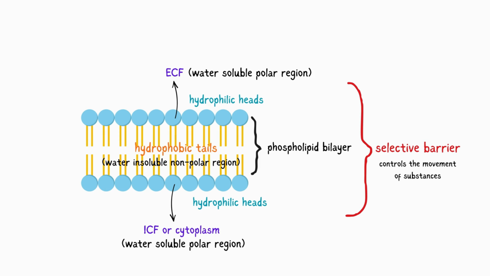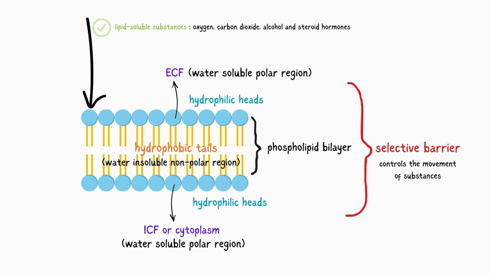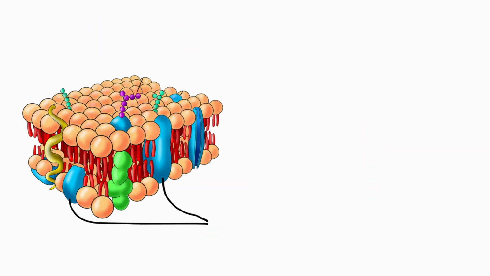The phospholipid bilayer allows lipid-soluble substances such as oxygen, carbon dioxide, alcohol, and steroid hormones to pass easily. However, water-soluble substances like glucose, urea, and electrolytes cannot cross freely and require special pathways. Embedded within the phospholipid bilayer are various membrane proteins. These proteins are essential for the functions of the cell membrane.